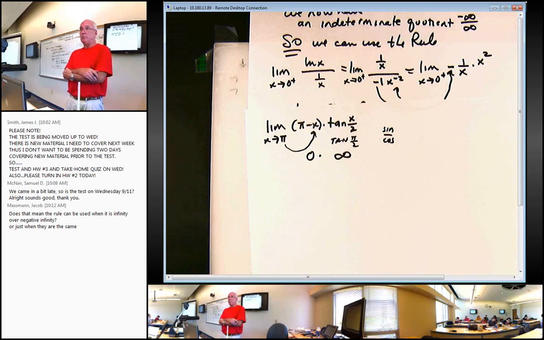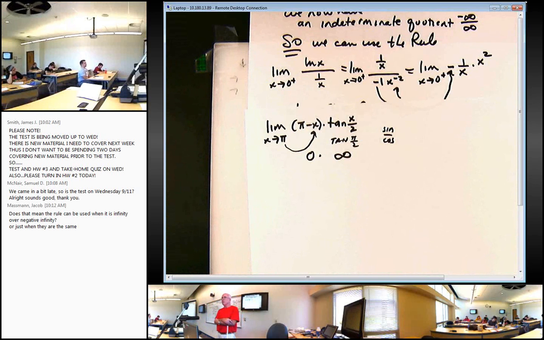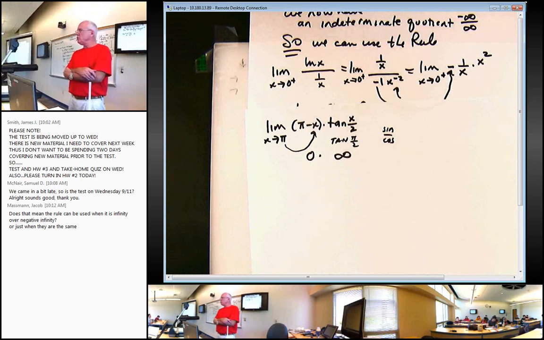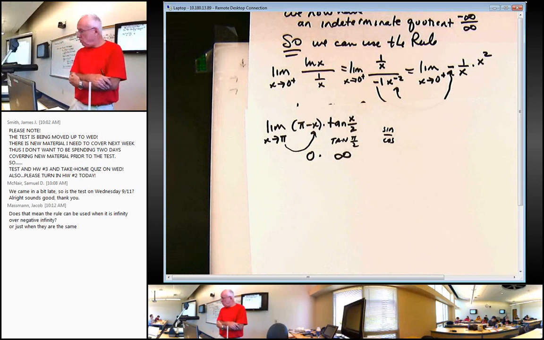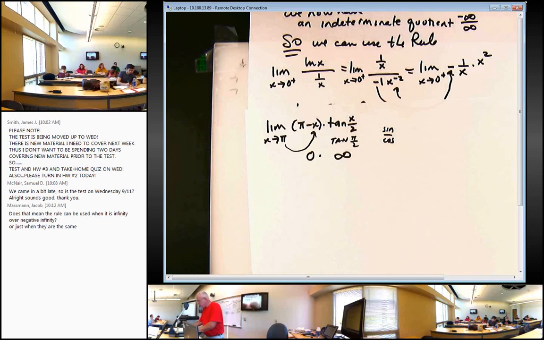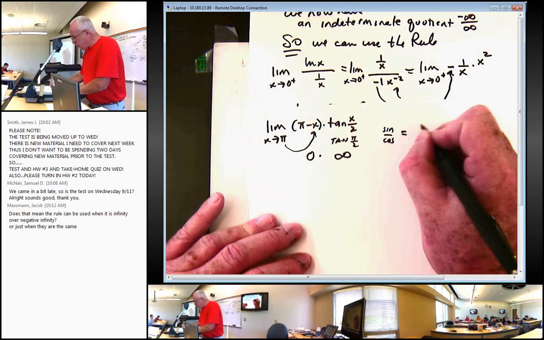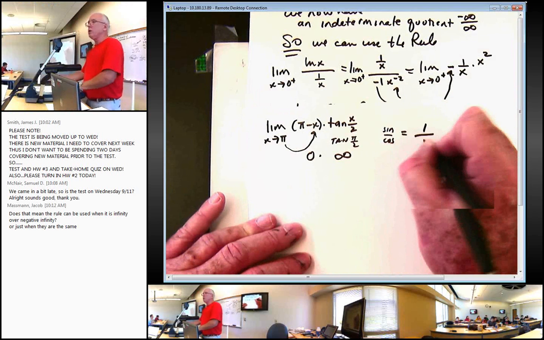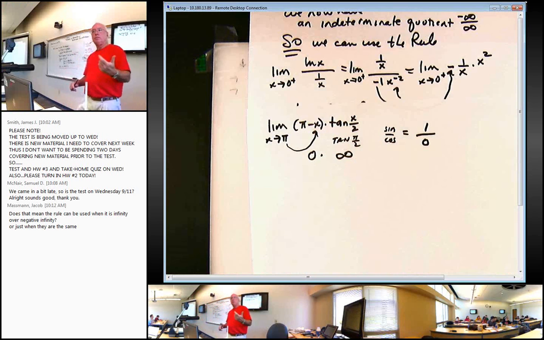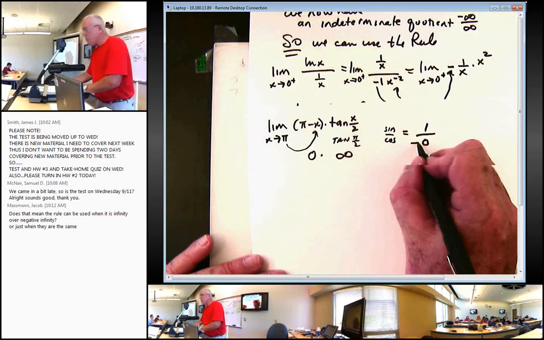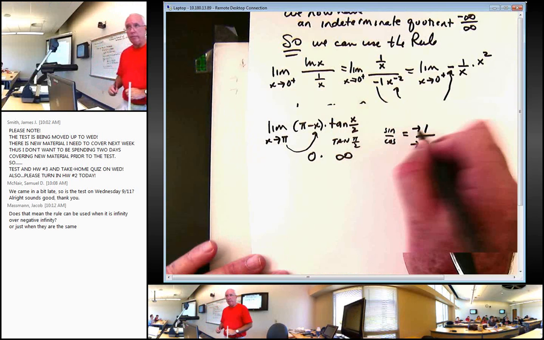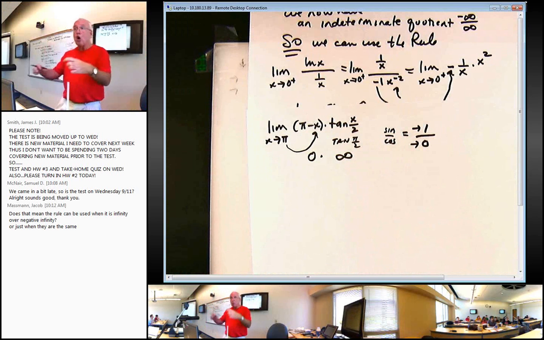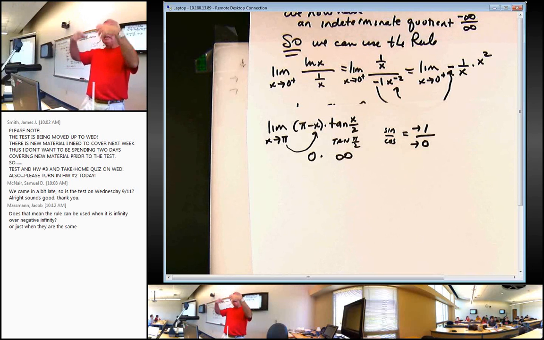Yes, Jen? How did you get infinity from 0? How did I get infinity from 0? The tangent of pi over 2 is 1 over 0. We're approaching 0. The cosine is approaching 0, the sine is approaching 1. Again, we're dividing by smaller and smaller numbers. That's the same as getting bigger and bigger numbers.